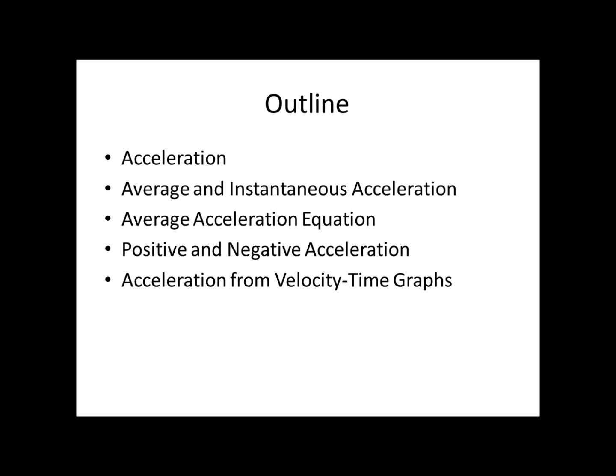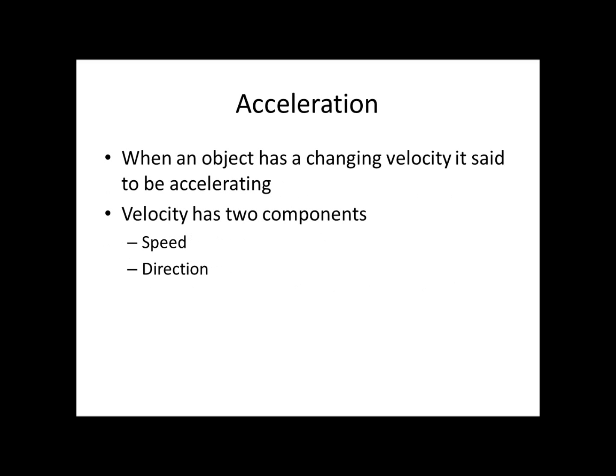Our outline for this lesson is to talk about acceleration, average and instantaneous acceleration, the average acceleration equation, the difference between positive and negative acceleration and what that really means, and finally we'll talk about getting the acceleration from a velocity time graph. Now, acceleration is what we get when an object has changing velocity.